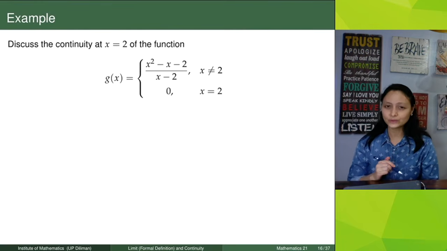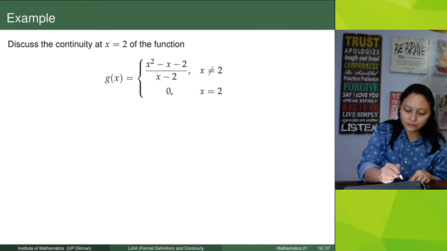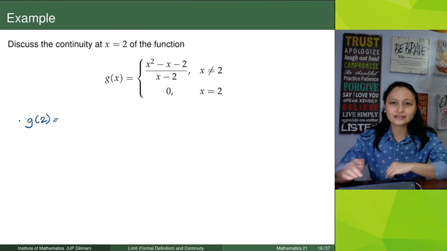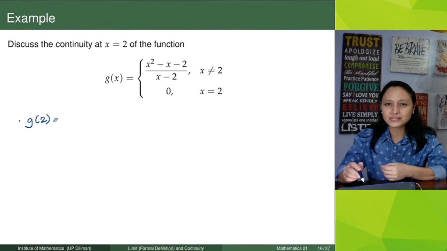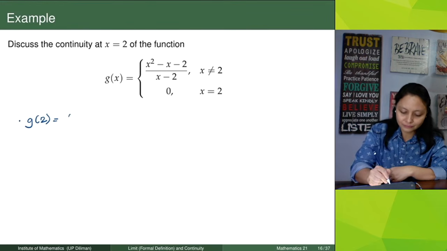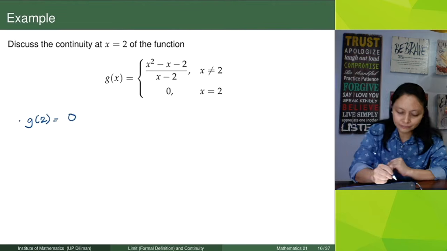So natandaan nyo yung tatlong steps or tatlong conditions na kailangang i-check. So first, we get g of 2. Okay, when you say g of 2, get the value of the function g when x equals 2. And from the piecewise function, if x is equal to 2, then g of x is equal to 0. Okay, so the function is defined at x equals 2.